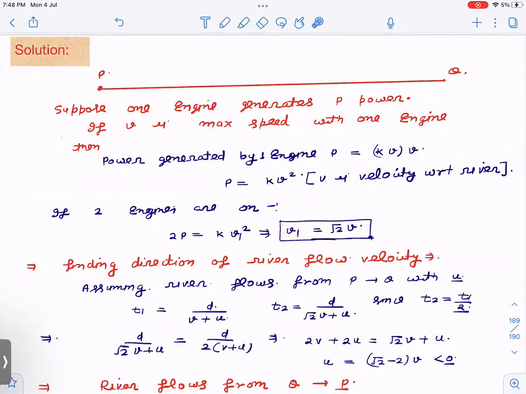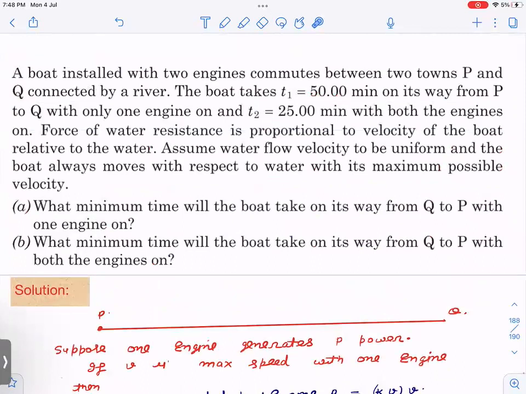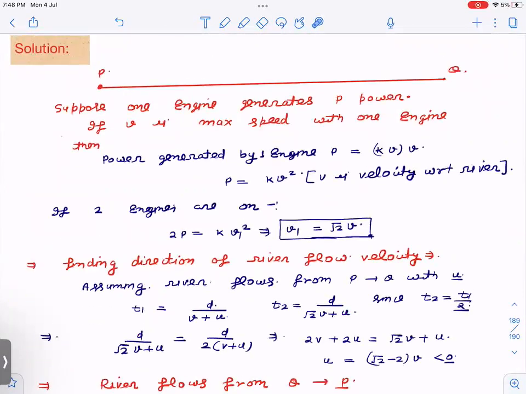Root 2 times. Now, next thing which we have to figure out is the direction of river flow velocity. If you just check the data here directly also, by some mental calculation, you can find out the direction of river flow velocity. So I'm going to prove this or figure this out mathematically. So I'm assuming that river flows from P to Q with the speed U. Right? So I have assumed that it is going from here to here. And then we will see how this data fits, given data fits. So if river is flowing this way, and if boat is also going this way, so V and U, and remember V is the velocity of boat with respect to river.